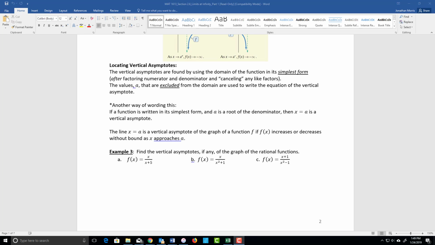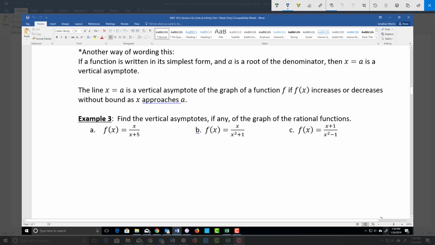Let's practice this. Example 3, part A. f of x equals x divided by x plus 5. X divided by x plus 5 is in its simplest form. So in this case, the domain would be on an interval. It would be from negative infinity to -5, and from -5 to infinity. Basically, -5 is what makes that denominator 0. So x equals -5 is the vertical asymptote.